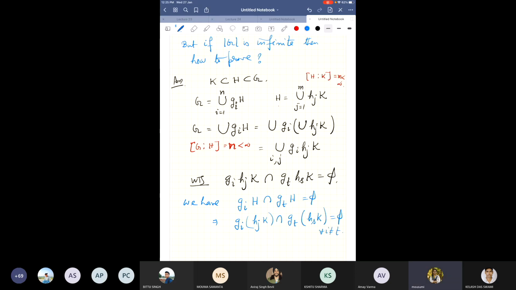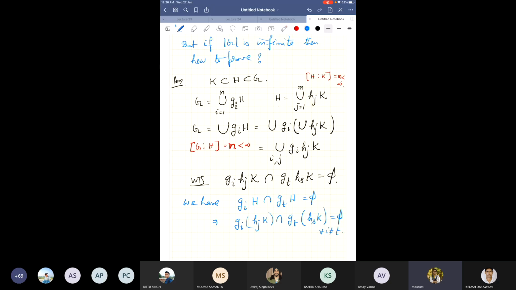Yes. Now this is true when I am taking g_i and g_t different. But it may happen that i can be equal to t, but j is not equal to s. In that case also I have to show they are disjoint. The above covers the cases where i and t are different, where I am able to show that these are empty. But if i is equal to t, in that case also I have to show these are empty. Now we will use the fact that the left cosets of K are disjoint.